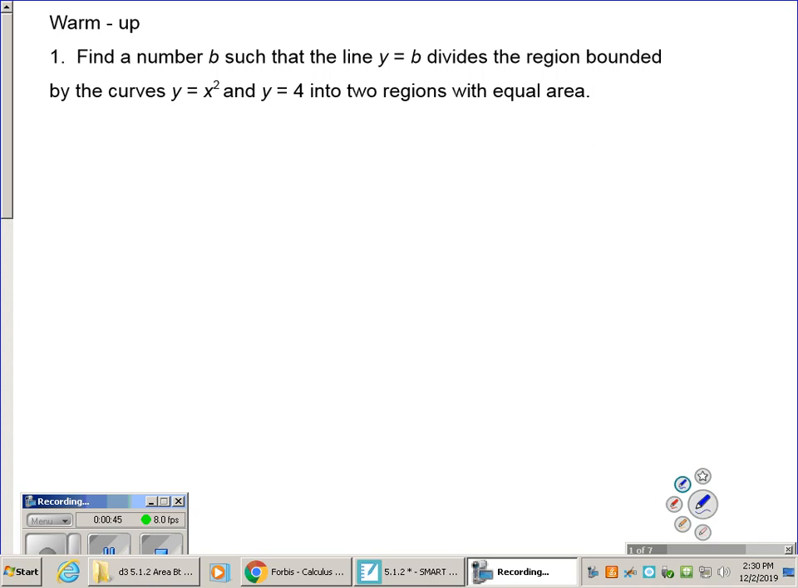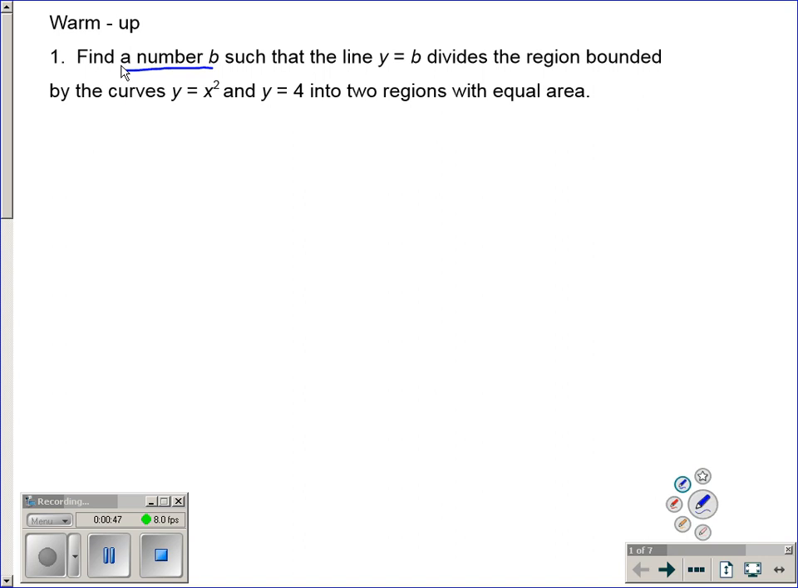It says find a number b such that the line y equals b, remember, it's horizontal, divides the region bounded by the curves y equals x squared and y equals 4 into 2 regions with equal area. All right, let's draw that out first.